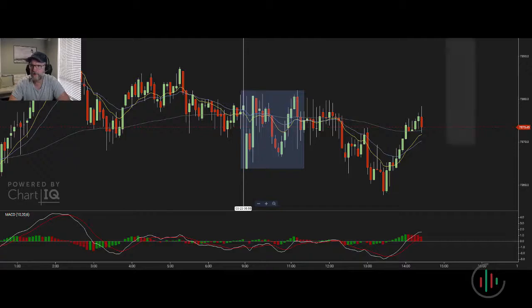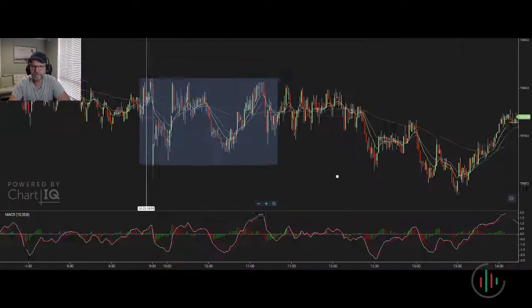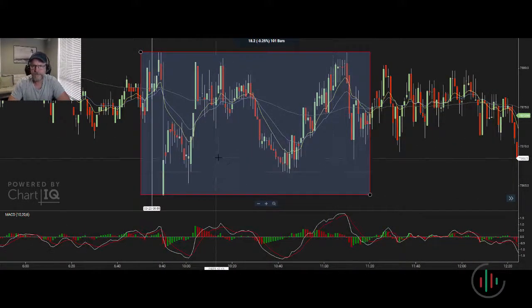So that's kind of the zone. Let's go to the 1 minute. Okay, so you can see it was choppier price action on the SPY here. Now you've got that was kind of the zone. This is kind of the high we're looking at now.